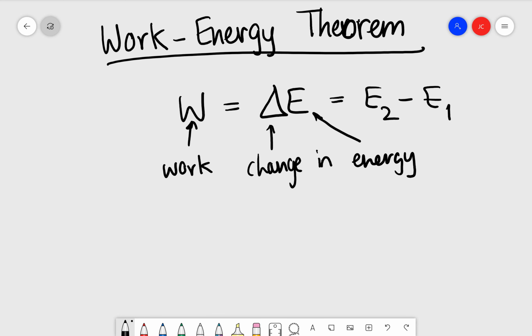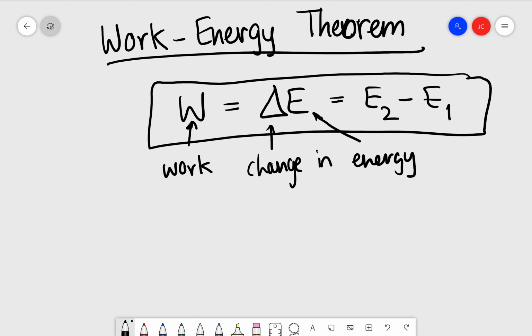Delta anything is always just the final minus the initial of that thing. Just like delta T is the final minus the initial, or any other delta you would see in physics. Delta E is the final energy minus the initial. And that is what work is. This work-energy theorem and the associated equation is very important, like super, super important. If you take one thing from this video, make it be this: work is equal to delta E, change in energy.